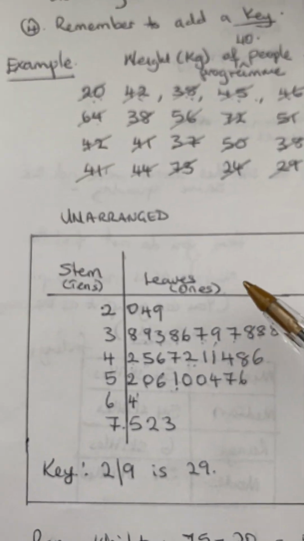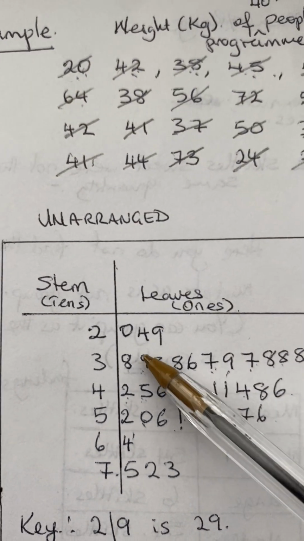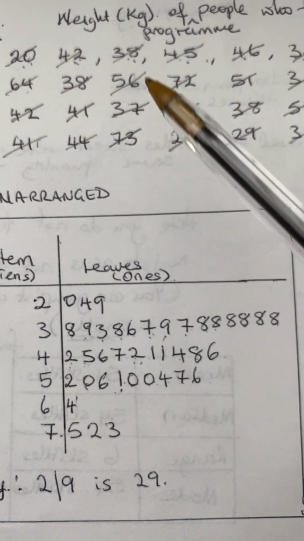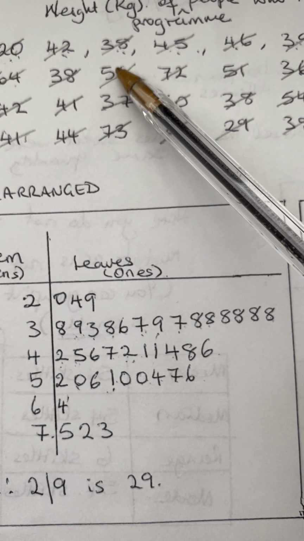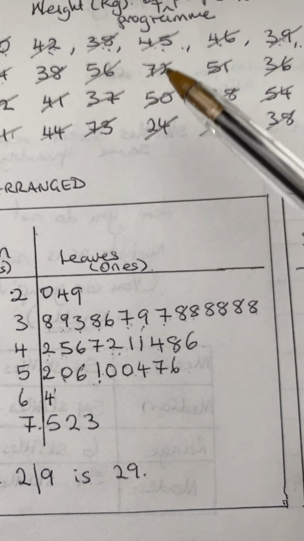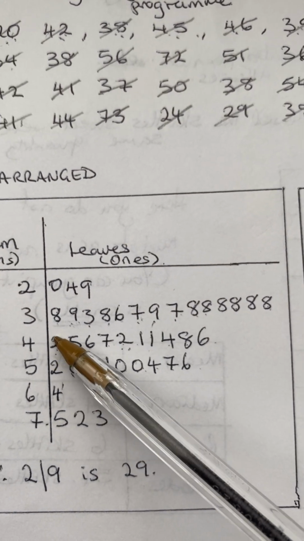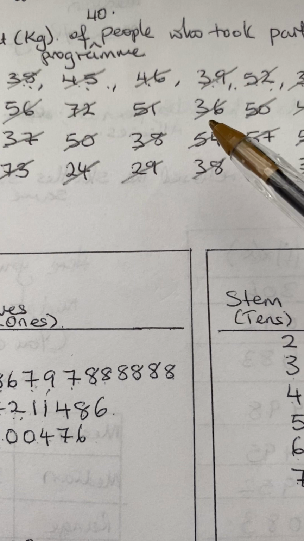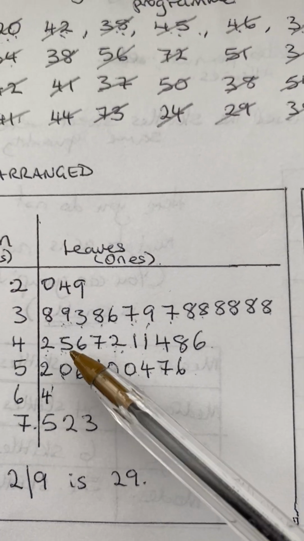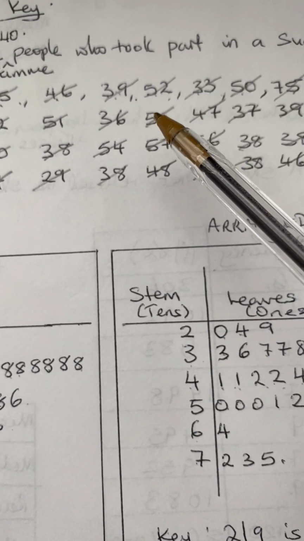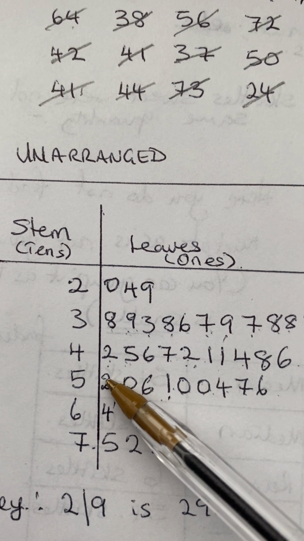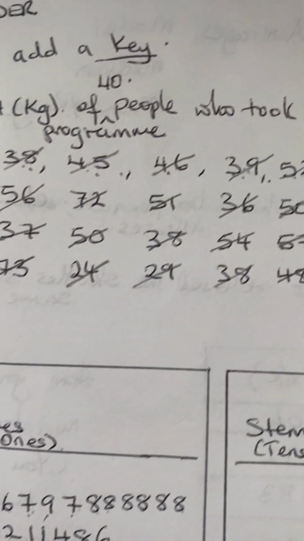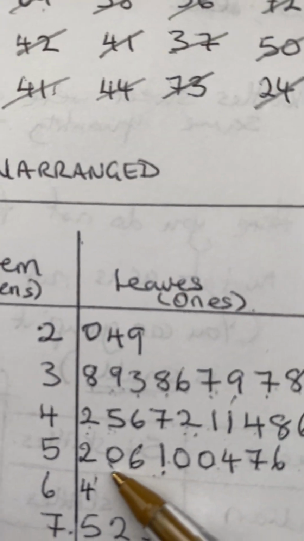So now I did 20, cross it out, 2, and I put 0. 42, so I put 2 by 4. 38, so I put 8 here. 45, so I put 5 there. 46, so I put 6 there. 39, so I put 9 by 3. 52, so I put a 2 by 5. 33, so I put a 3 by the 3. 50, so I put 0.